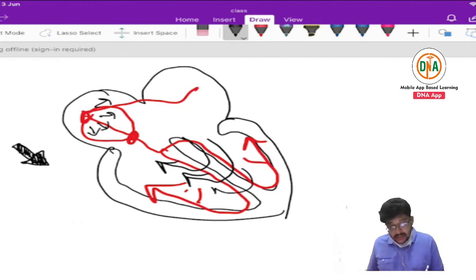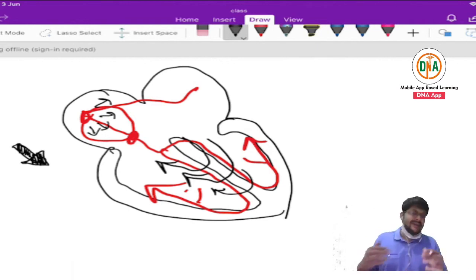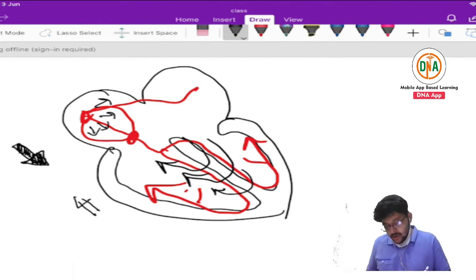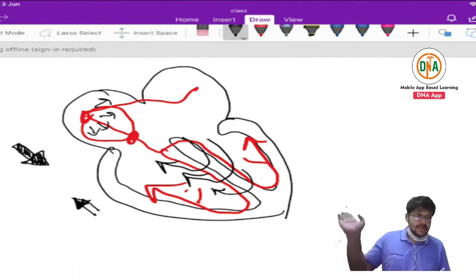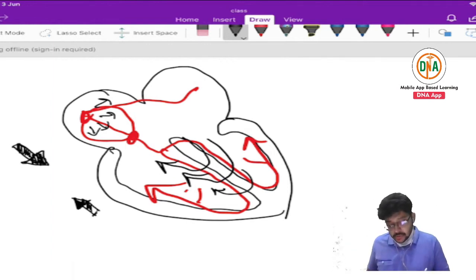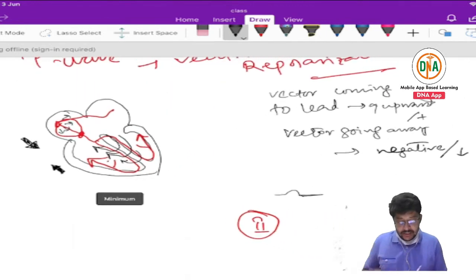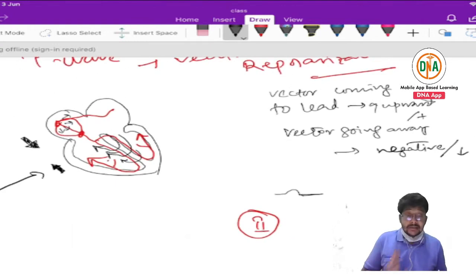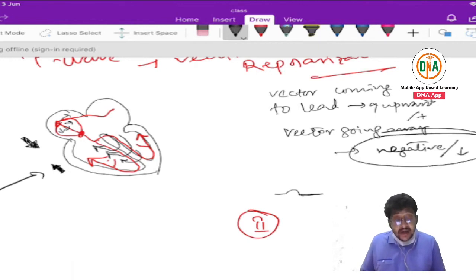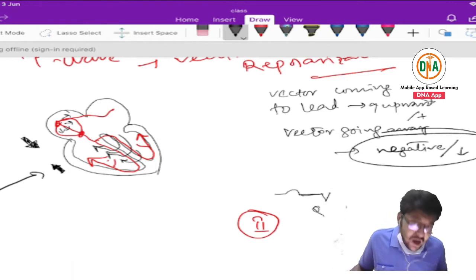And if you take the resultant vector of all this, the septum is a smaller structure compared to the ventricle, but a larger structure compared to the atria, and the resultant vector will look back towards the right upper part. Since the septum is smaller than the ventricle, it will still be a small vector. So this one vector is going away from lead 2, which means it will create a negative deflection, and that is the Q wave which will be formed over here. After that, what will happen?